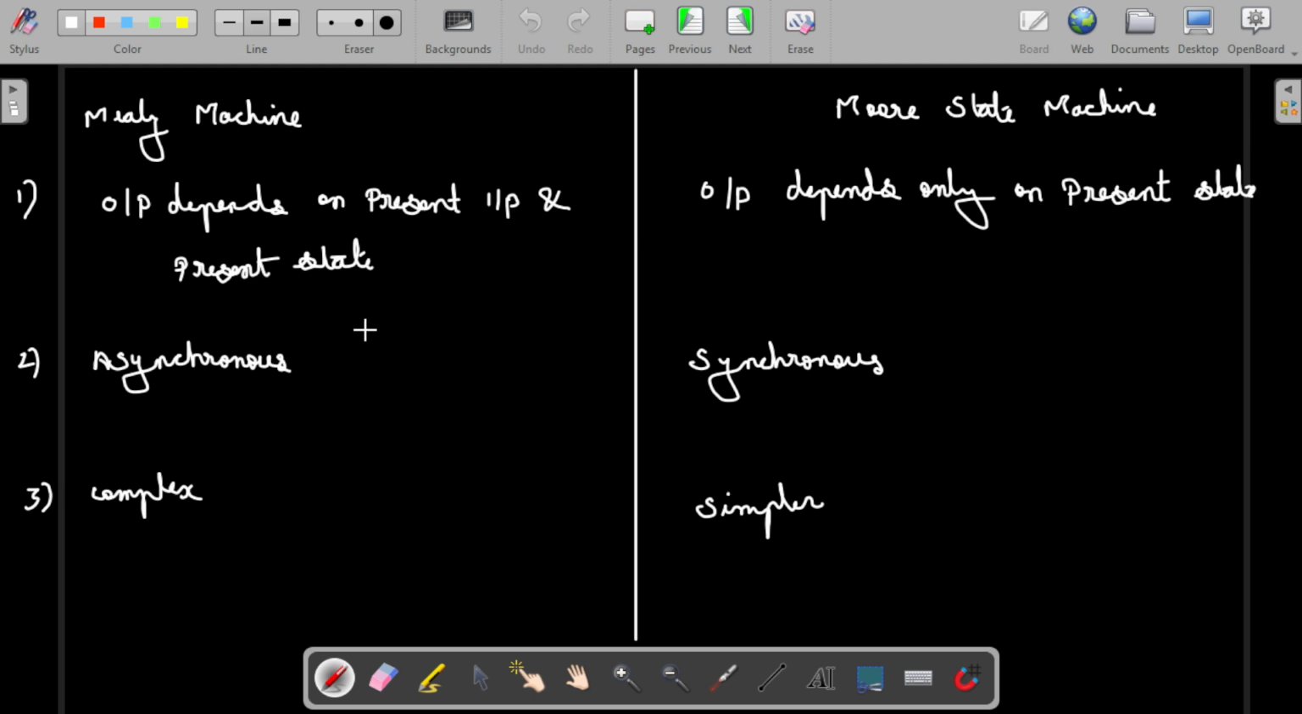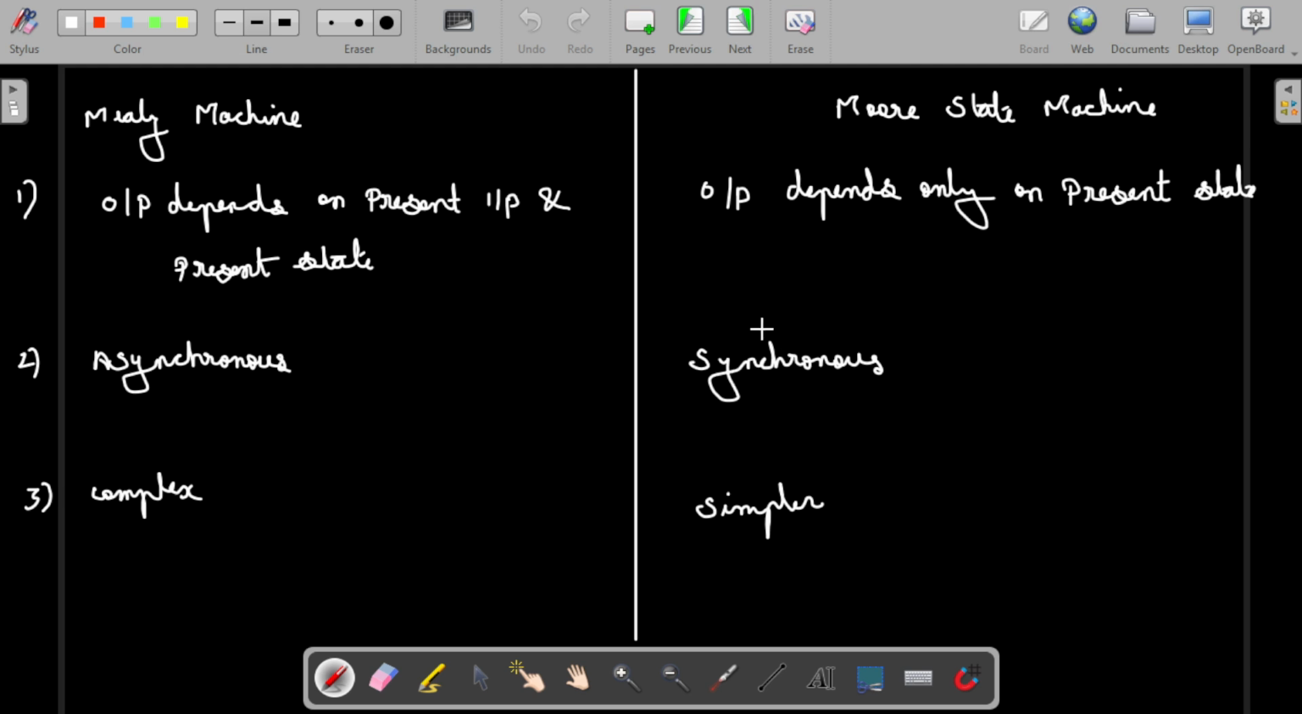Here the clock is asynchronous in nature with the output. Here the output is synchronized with the clock. In the Mealy machine the circuit design is very complex, but in the Moore machine the circuit design is very simple. The input can directly affect the output in the Mealy machine, so there is less noise immunity. But here the input cannot affect the output directly, so there is more noise immunity in the Moore system.